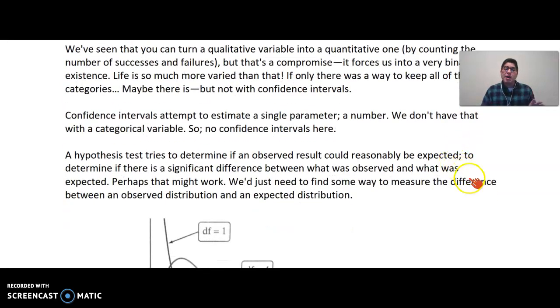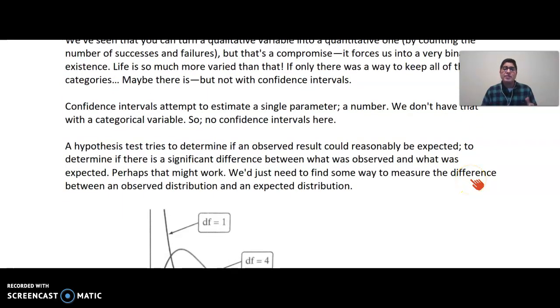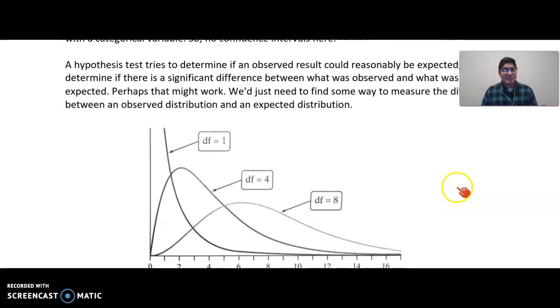Instead, we're going to use the hypothesis test to try to determine if an observed result could reasonably be expected, and to determine if there's a significant difference between that which was observed and that which was expected. And perhaps this might work, but we just need to find some way to measure the difference between an observed distribution and the expected distribution, and that brings us here to our friend called the chi-square distribution.